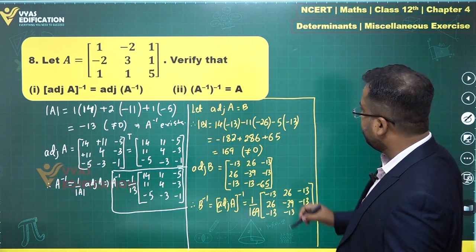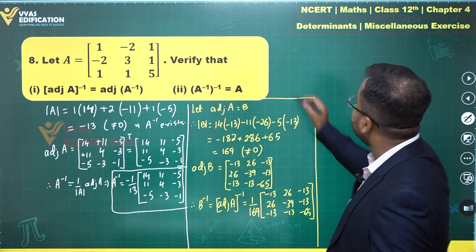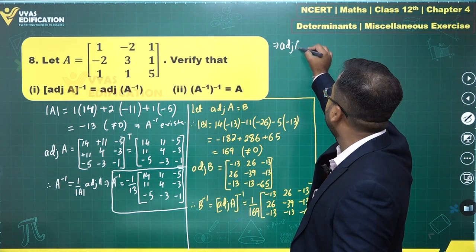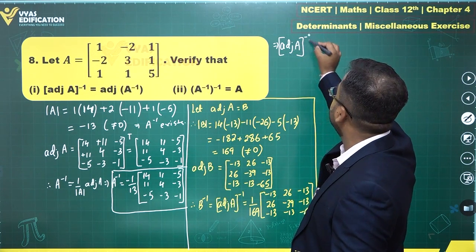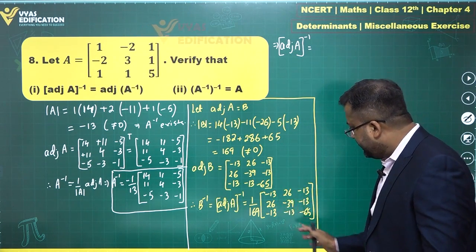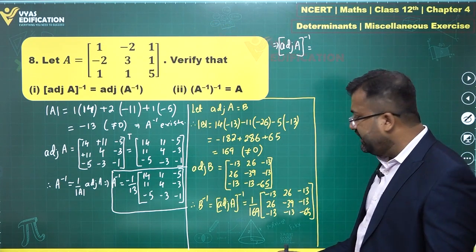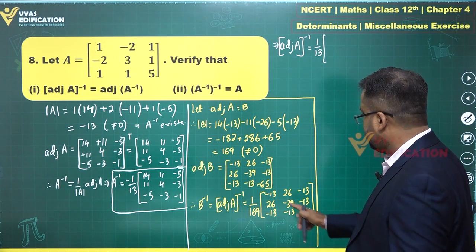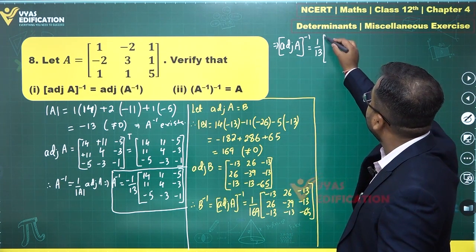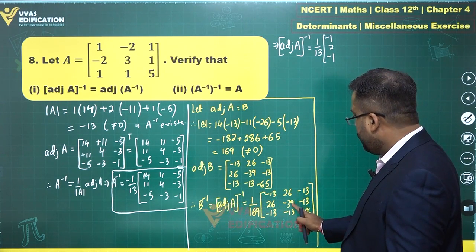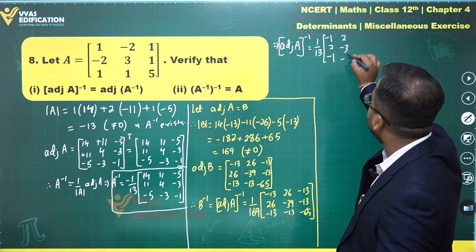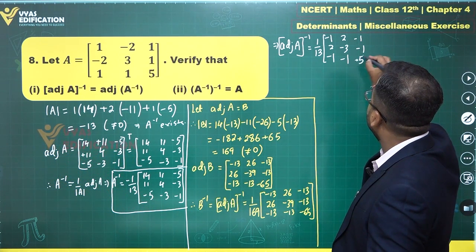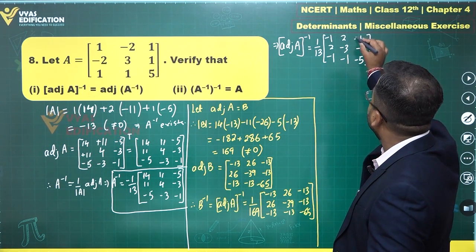this. Let me write the final step after this. This will give me B inverse, which is the adjoint of A whole inverse, equal to what? We've taken a 13 factor. You observe all of these have a factor of 13. 13 upon 169 will become 1 over 13 times this matrix. What is this? Minus 1, 2, minus 1. 2, minus 3, minus 1. Minus 1, minus 1, minus 5. This is what I'll be getting, right?